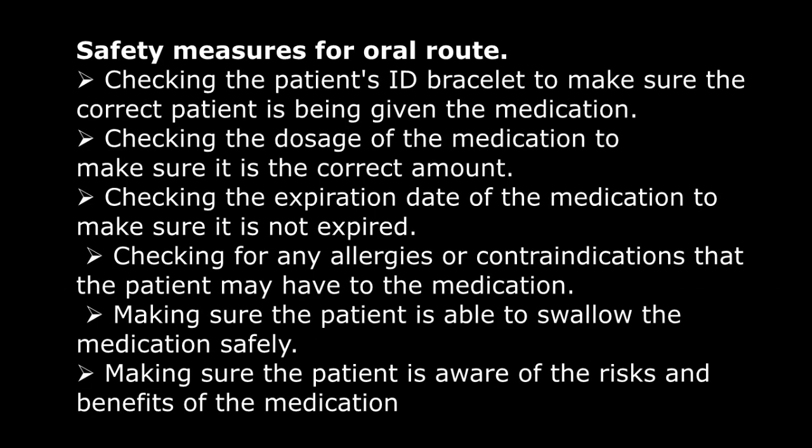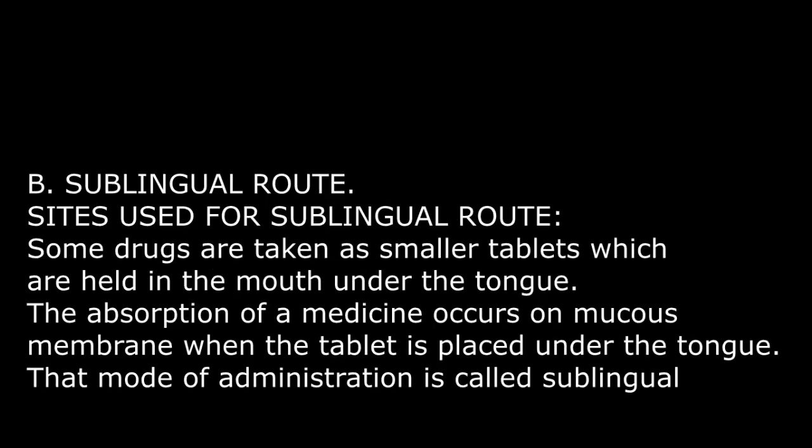Safety measures for oral route: checking the patient's ID bracelet to make sure the correct patient is being given the medication. Checking the dosage of the medication to make sure it is the correct amount. Checking the expiration date of the medication to make sure it is not expired. Checking for any allergies or contraindications that the patient may have to the medication. Making sure the patient is able to swallow the medication safely. Making sure the patient is aware of the risks and benefits of the medication.